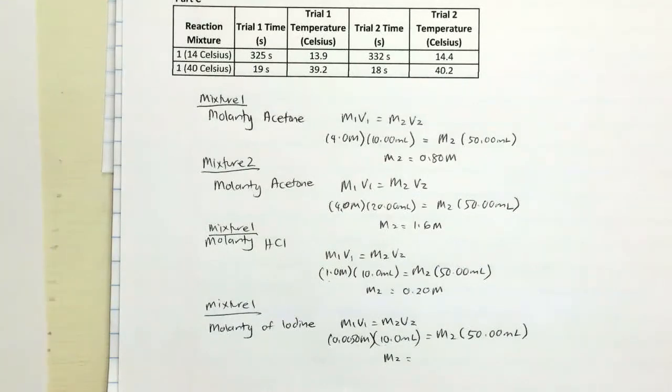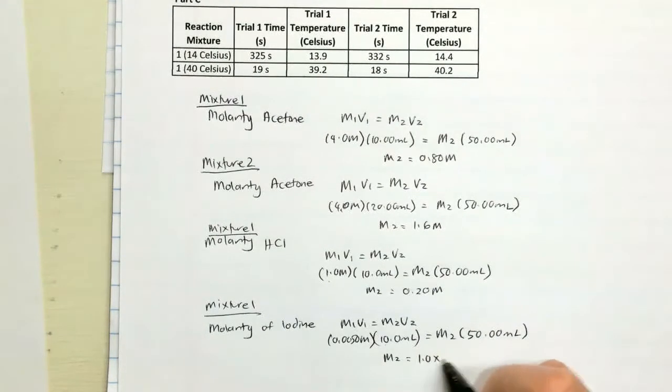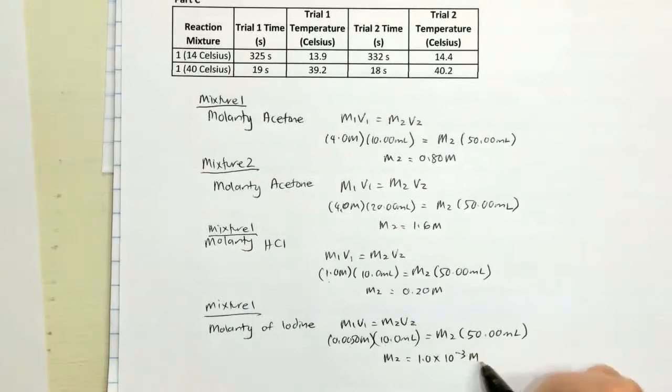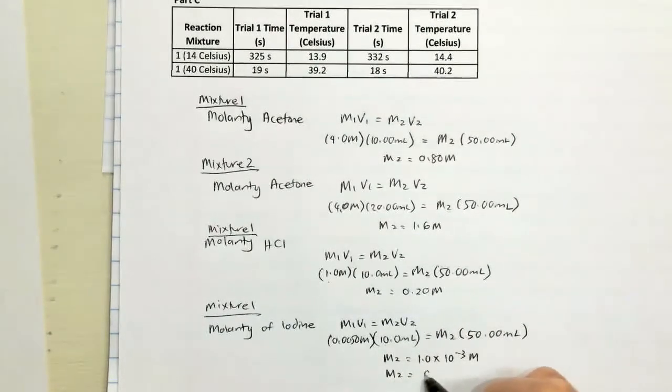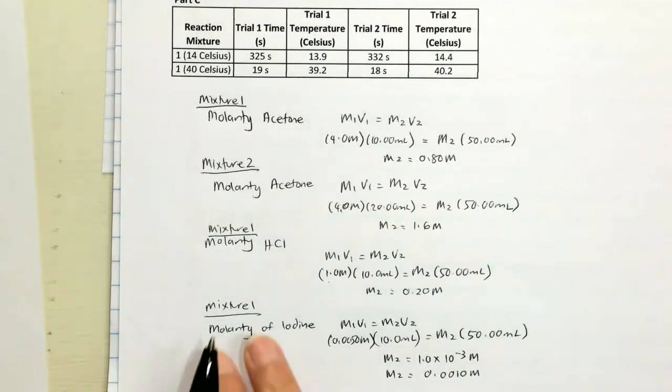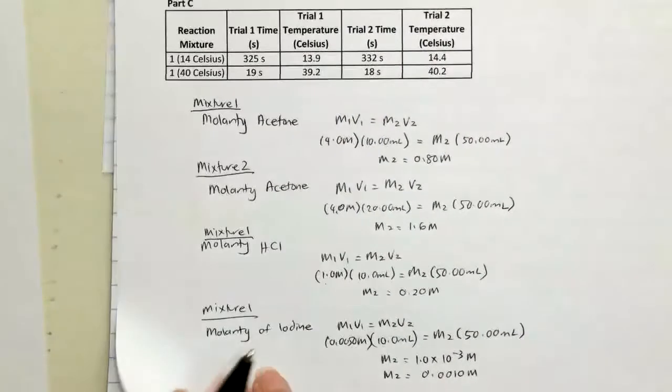And that should give me an answer of, let's see, 1.0 times 10 to the minus 3 molarity. I like to write it in decimal places here just because I already had decimals up here. So I'm going to write that down. It goes 0.0010. Okay, and that's going to go in my table. So where's my table again?